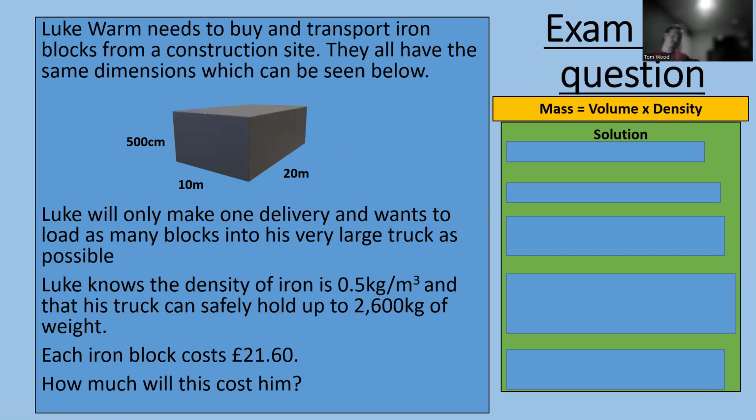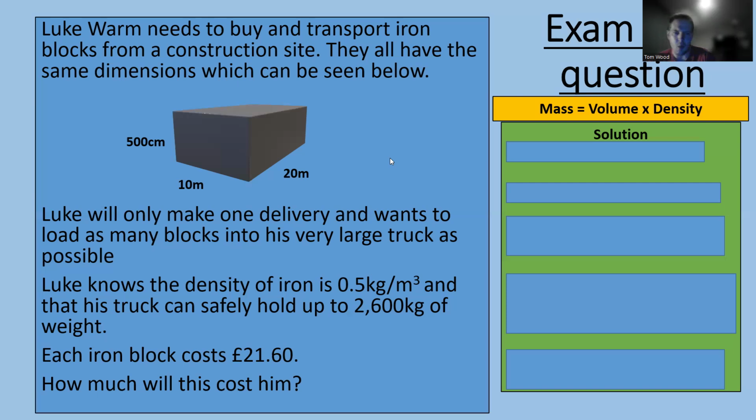So this is the problem that we have. It's a bit unrealistic, so bear with me. We have got our good friend called Luke Warm. That's obviously his real name. Now, Luke Warm needs to buy and transport iron blocks from a construction site. They all have the same dimensions that can be seen below. So we've got this block here, 500 centimeters high, 10 meters by 20 meters. A bit unrealistic, I know. It's a very, very long block of iron there. But these are the dimensions, okay?